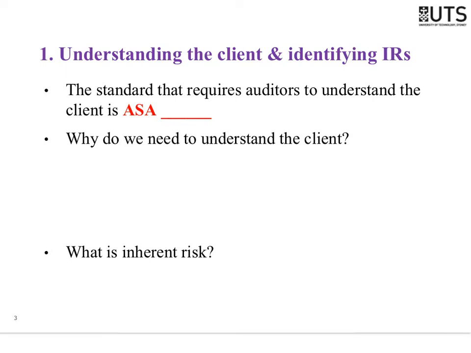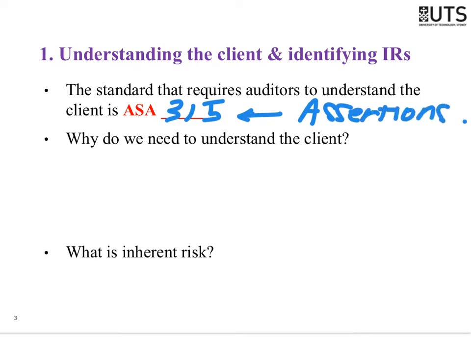Now, there is a specific ASA, an auditing standard that tells us we need to gain an understanding of the business. Can anyone tell me which ASA that is? 315. Excellent. Ladies and gentlemen, write this down. It is number 315. Now, what I would also like you to write next to that, ladies and gentlemen, this is the same auditing standard that covers your assertions. Okay? It's the same standard that covers your assertions as well.